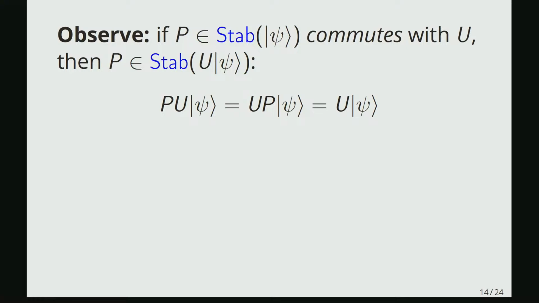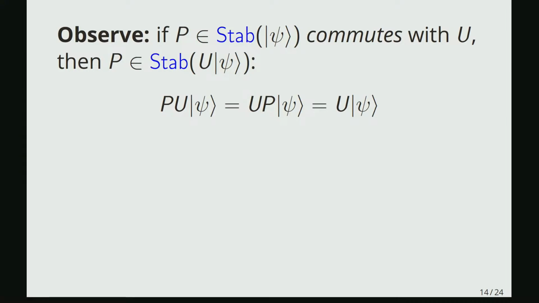Then I claim that this same Pauli operator P is also in the stabilizer group of the state after we applied U. And the reason for this is very simple: if you look at P times U psi, you can commute P past U to get U times P of psi. And then since P stabilizes psi, that's just the same as U psi. And all of this is just saying that P still stabilizes U psi.